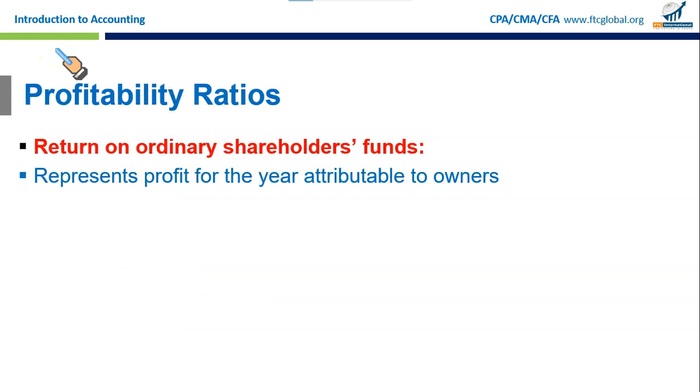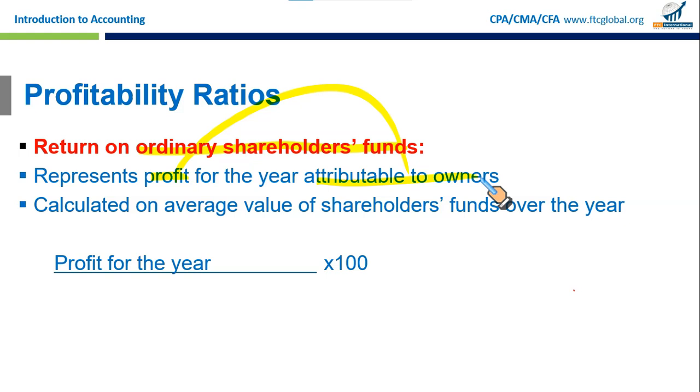Among profitability ratios, we have first, return on ordinary shareholder funds. What does this ratio measure for us? This ratio represents profit expressed as a percentage of the funds provided by the owners, by the shareholders. So in other words, it's a percentage of profit upon average shareholders' equity.